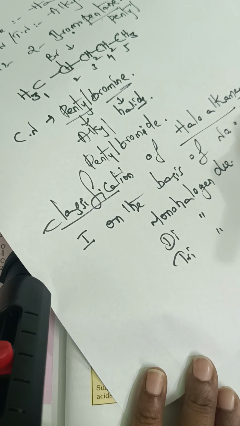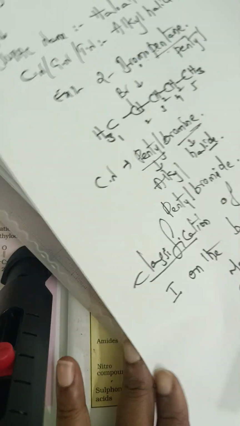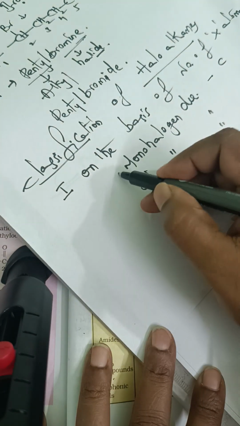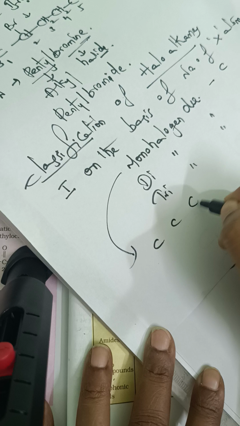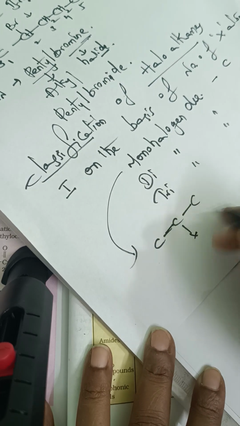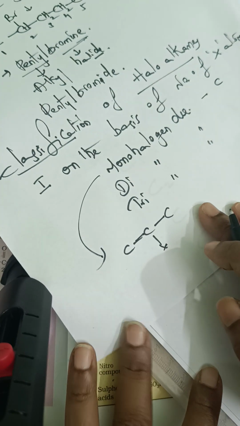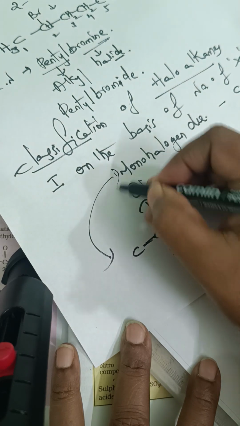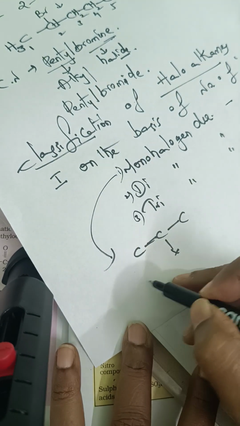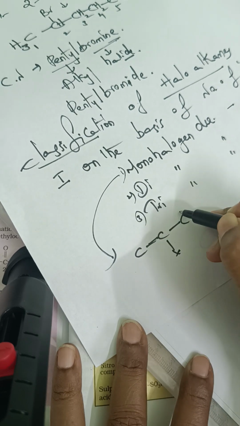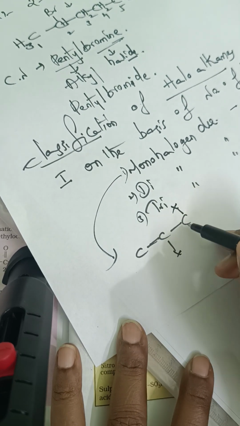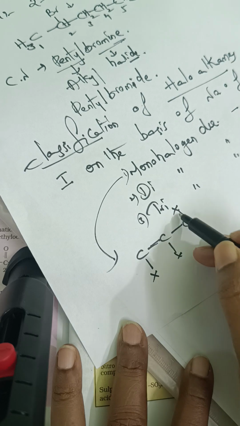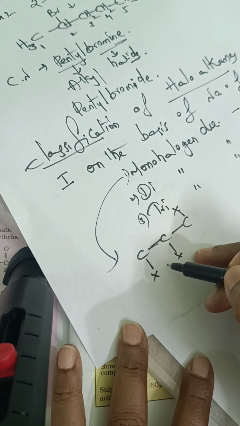Monohalogen is nothing but, see here, only one halogen is present. This will come under monohalogen derivative. And for dihalogen, this is 1, this is 2, this is 3. So for the second one, here you can take one more. If you are taking one more, this will become dihalogen derivative. If you are taking 3 halogen groups, it will become trihalogen derivatives.